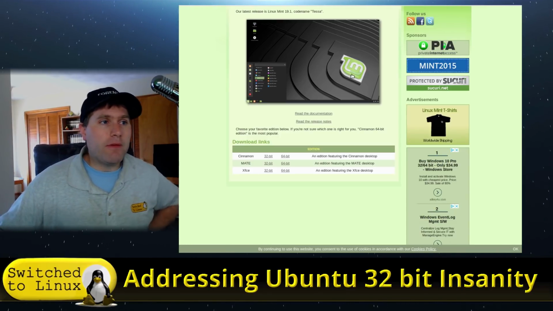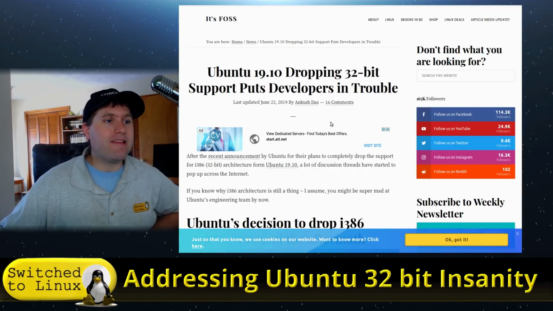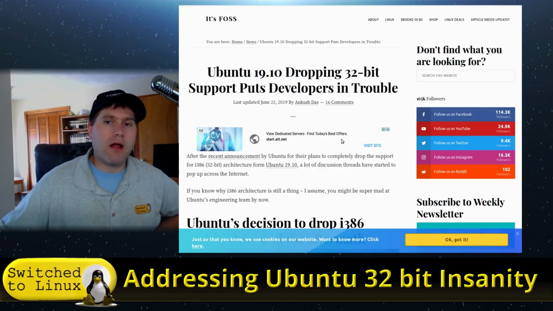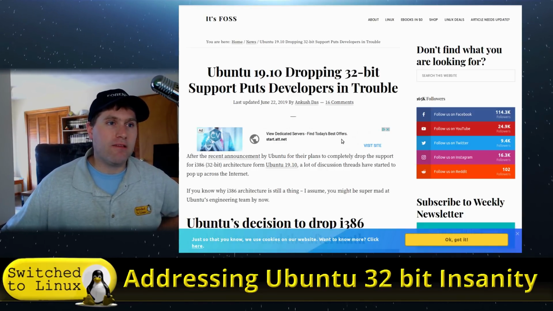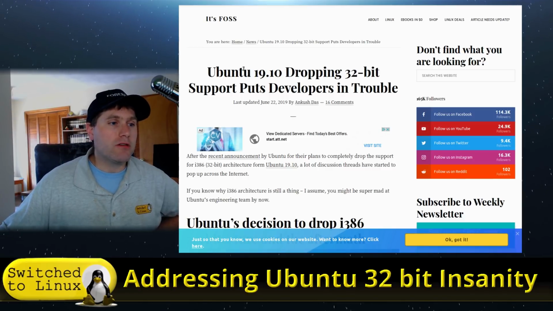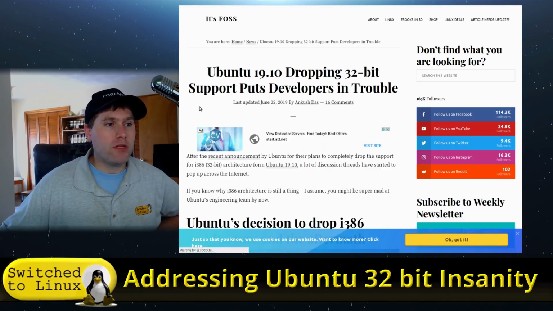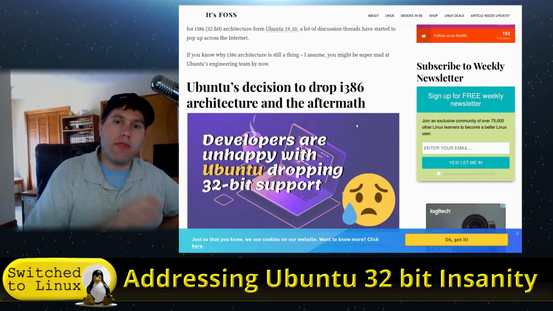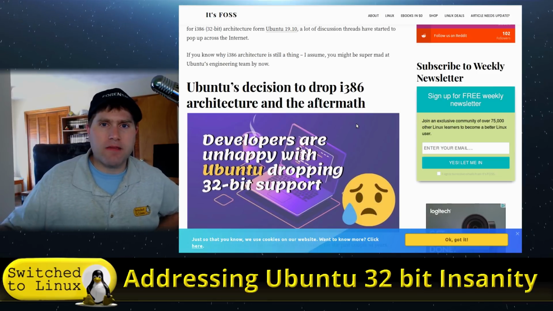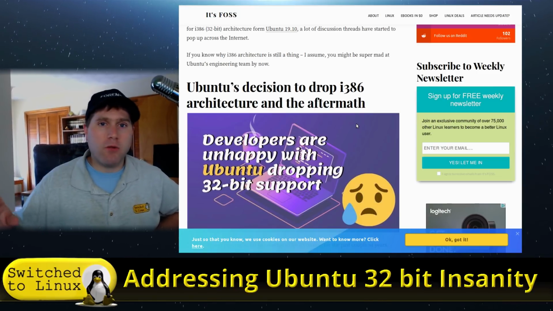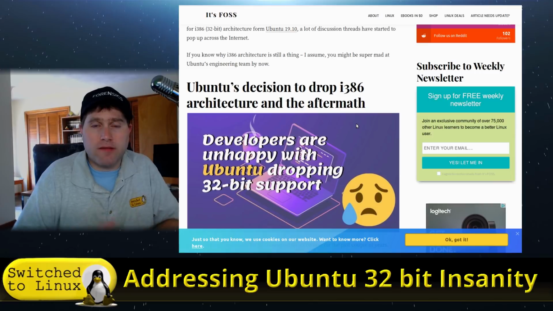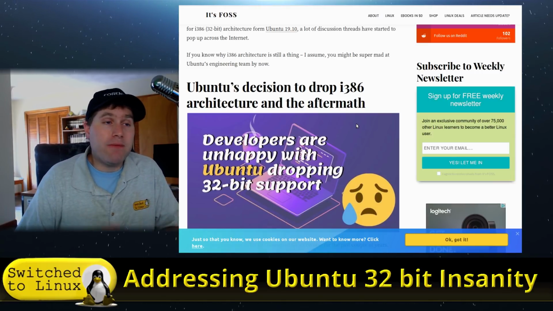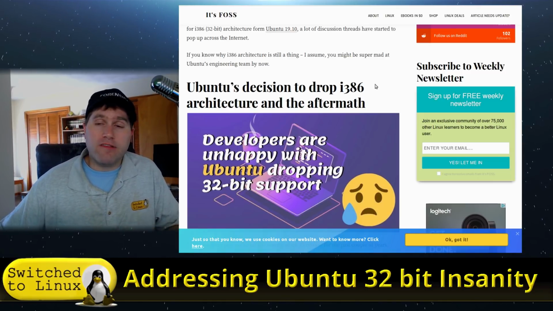I don't know. But then what ended up happening is, about last week, we had a lot of articles coming through from the usual suspects, It's FOSS and OMG Ubuntu, saying Ubuntu 19.10 dropping 32-bit support puts developers in trouble. And there's a whole argument here. I know on the Big Daddy Linux channel there was somebody from Ubuntu there. I'm not sure which one it was, probably Mr. Pope, because he shows up at those a lot. And there was a lot of discussion back and forth, and a lot of people voicing their concern.